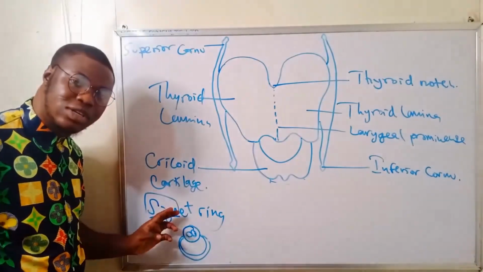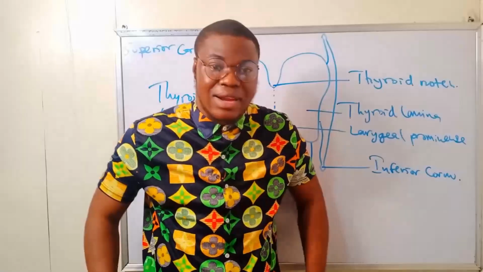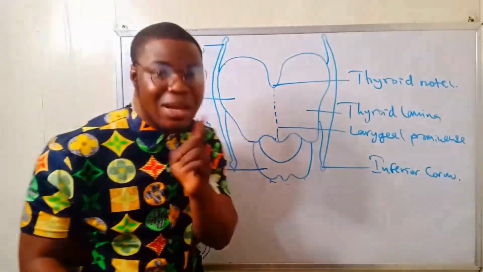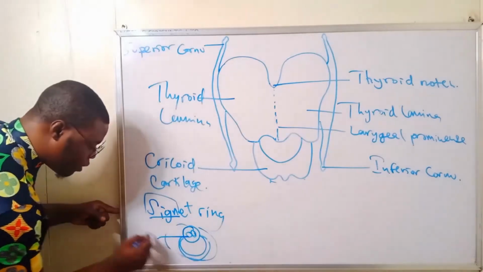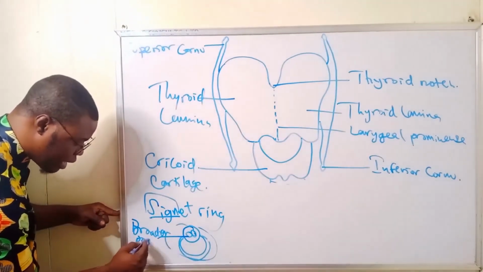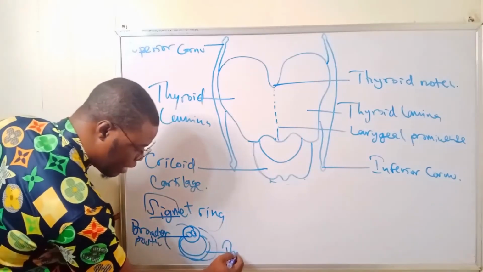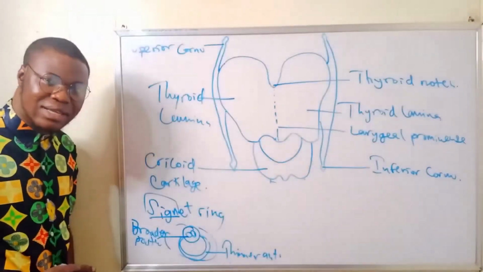That is what we are going to say about the cricoid cartilage. We are going to say the cricoid cartilage completely encircles the larynx inferiorly, and it resembles a signet ring, which is broader posteriorly, at the back, and thinner anteriorly. As simple as that. I hope you get that.